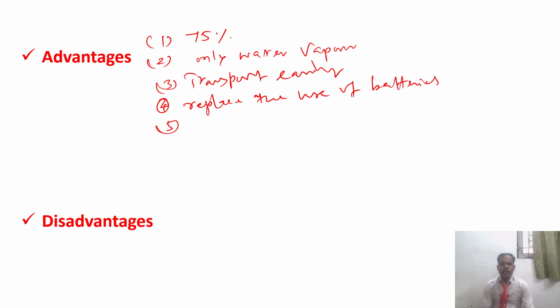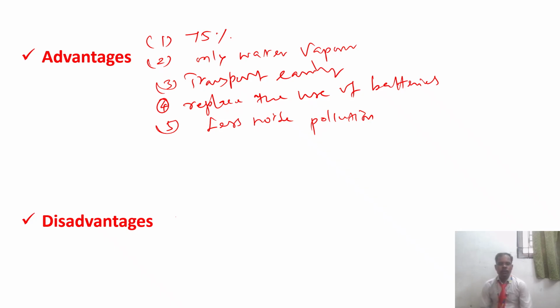Next, it causes less noise pollution. So these are the advantages. What are the advantages? The efficiency is more than 70%. Second, it emits only water vapor, so there are no harmful chemicals coming out at the time of running. Third, transportation is very easy due to the lightest elements present in the battery. Then hydrogen as a fuel can replace the use of batteries. One more thing, it produces very little noise pollution.